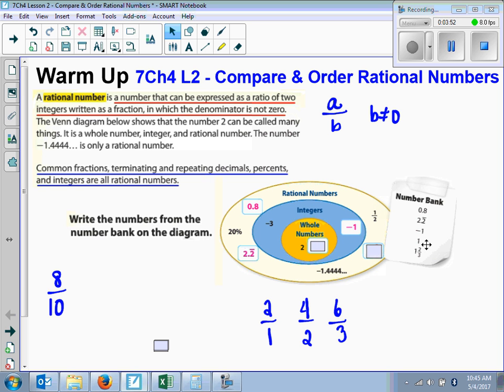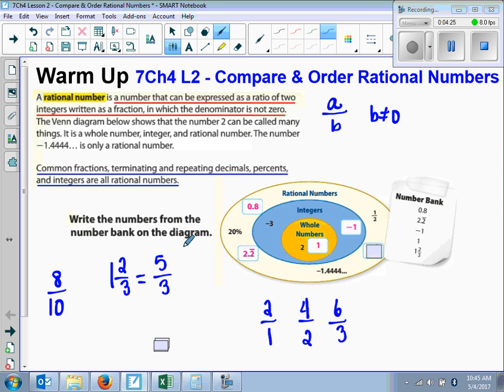And how about 1? That's a whole number. Very good. And because it's a whole number, it's also in the integer circle. And that is also in the rational circle. Is everybody clear? And then here, how about 1 2/3? That is a rational number because we can write 1 2/3 as a over b, 5/3. So this is what makes it a rational number. Okay, so that goes right there.